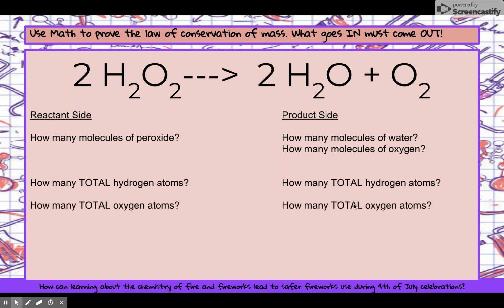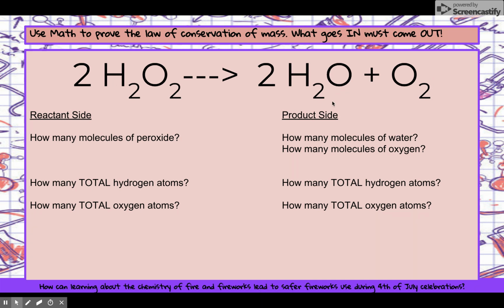Now let's take a look at oxygen. Again, I can use this coefficient number 2 out in front to multiply it by the subscript for oxygen. 2 times 2 is 4. Now what about this oxygen over here? There isn't any subscript. Just like this coefficient of 1 over here is understood, no subscript is understood to be 1. 2 times 1 is 2, plus 2 more over here equals 4. So I have 4 oxygens on this side, 4 oxygens on this side.